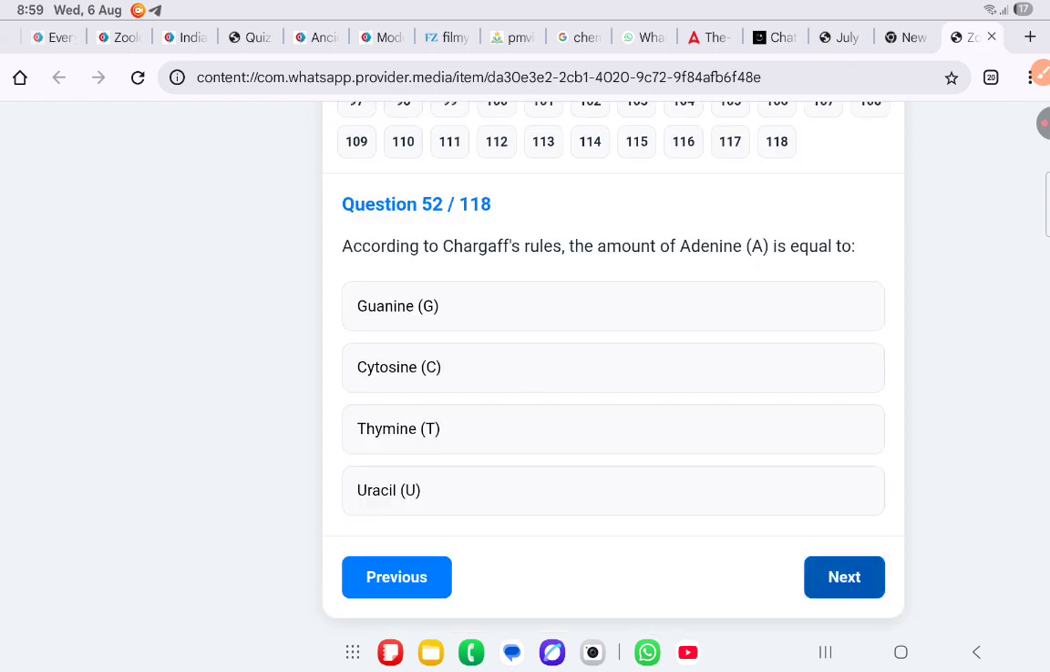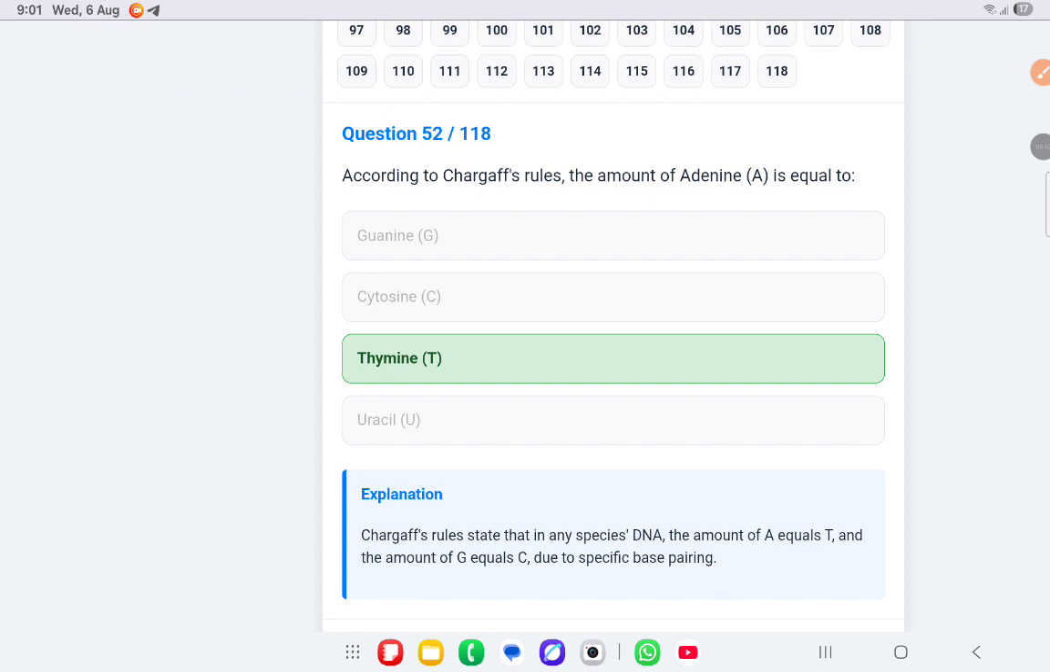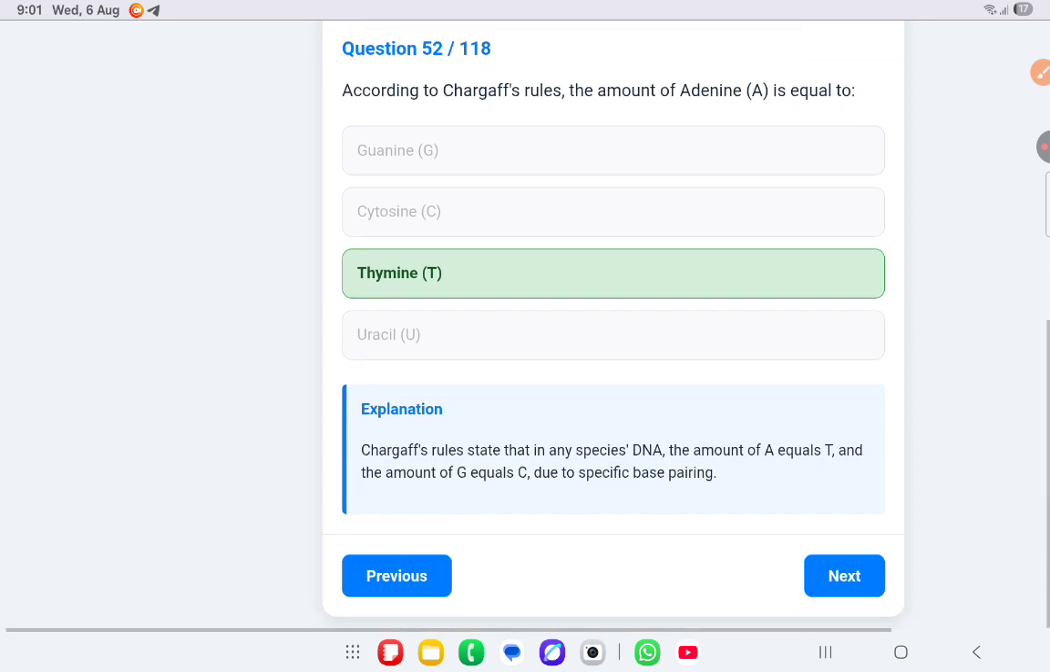Next question. According to Chargaff's rules, the amount of adenine is equal to thymine, T. That means Chargaff states that in any species DNA the amount of A equals T, adenine equals thymine, and the amount of G equals C. G means guanine and C means cytosine, due to specific base pairing.